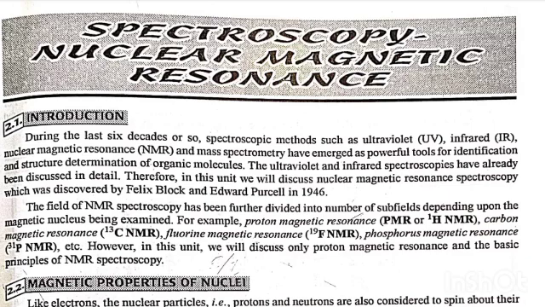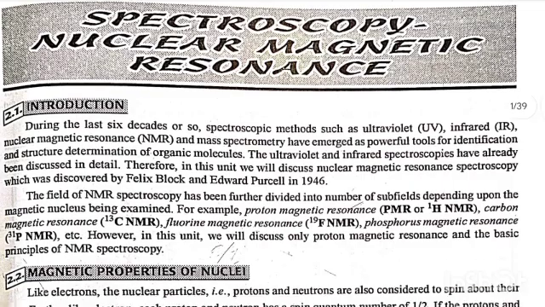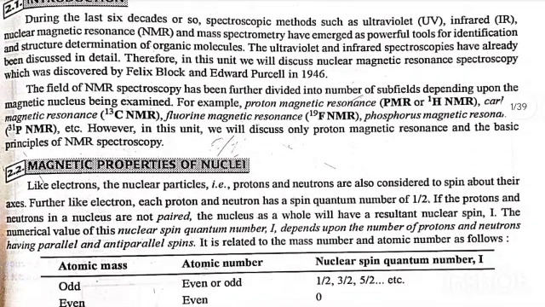in 1946. The field of NMR spectroscopy has been further divided into a number of subfields depending upon the magnetic nucleus being examined. For example, proton magnetic resonance (PMR) or 1H NMR, carbon magnetic resonance or 13C NMR, fluorine magnetic resonance or 19F NMR, phosphorus magnetic resonance or 31P NMR, etc. However, in this unit we will discuss only proton magnetic resonance and the basic principle of NMR spectroscopy.